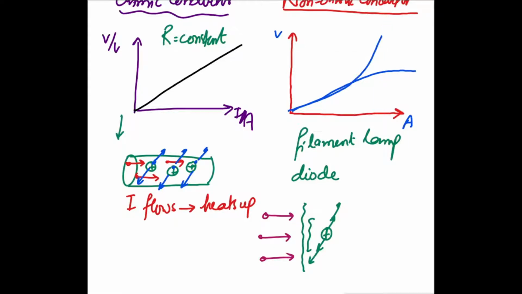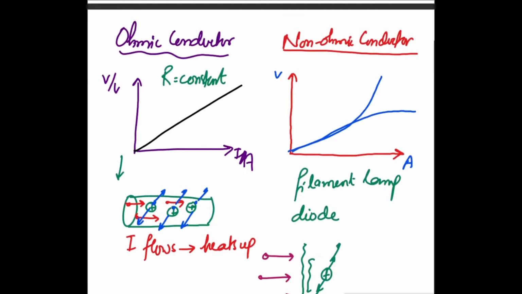So what I'm trying to say is that there's an increase in gradient, so it doesn't follow Ohm's law because the resistance is increasing. Exactly. Since the resistance is changing, it's not following Ohm's law. That's why we're calling this a non-ohmic conductor.